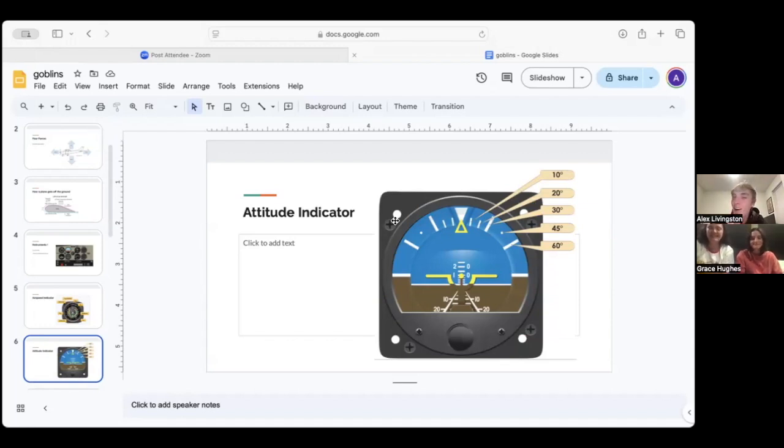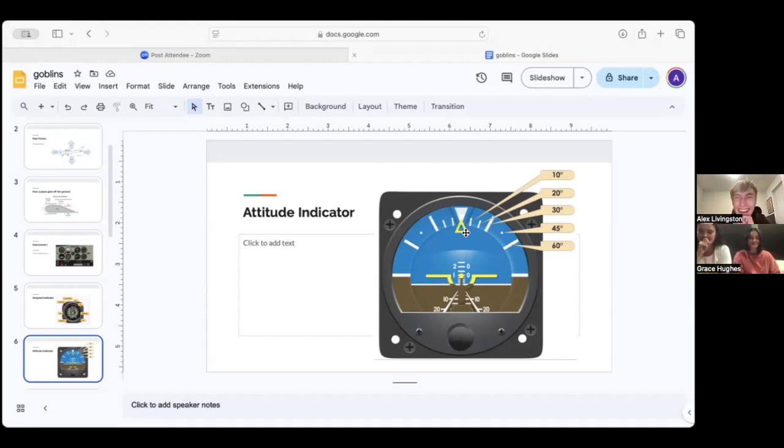Some people also call this the false horizon, though, because this blue over brown is supposed to be like the sky and then the ground. So this tells you where your nose is pointing: up in a climb, down in a descent, or on a level path. You want this yellow dot to be on the white line, and that means you're flying level. And then up here is how much bank you have, how much turn you're putting in.